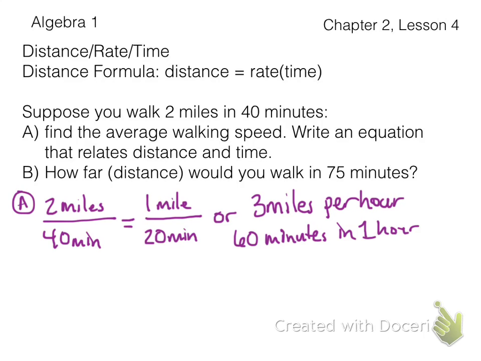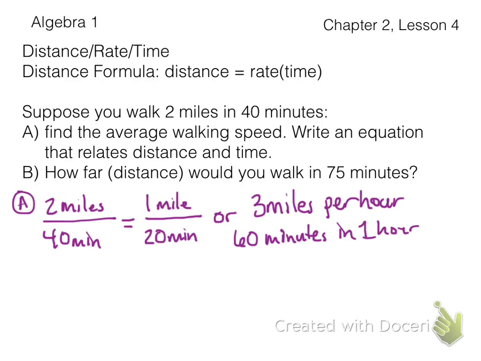So if I multiply this now by 3, because there are 60 minutes in an hour and I wanted to get to 60, so 20 times 3 is 60, and 1 mile times 3 is 3 miles per hour, right?